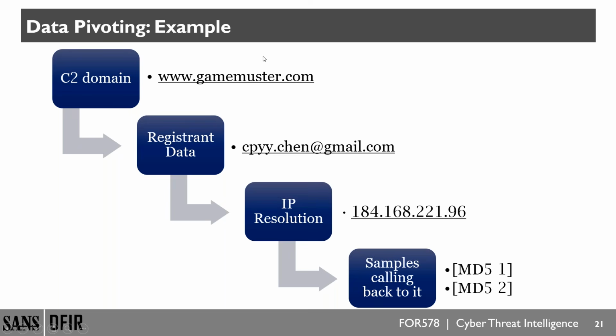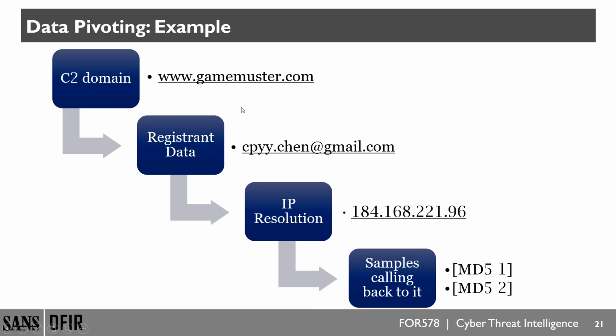Starting from that C2 domain, let's look at that registrant data, that WHOIS information. Find the cpyy.chen email address. What IP did it resolve to, this 184 IP? And then looking at what other samples were calling back to that same IP address. So starting from the single C2 domain, we find a bunch of different hashes of different malware samples.